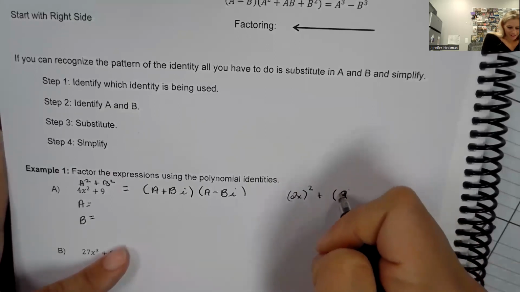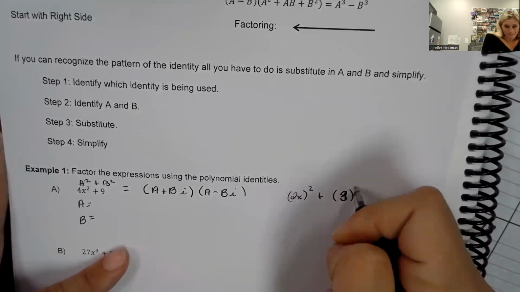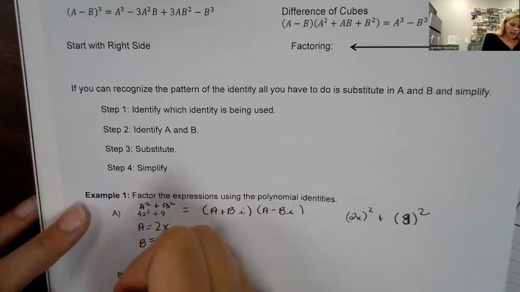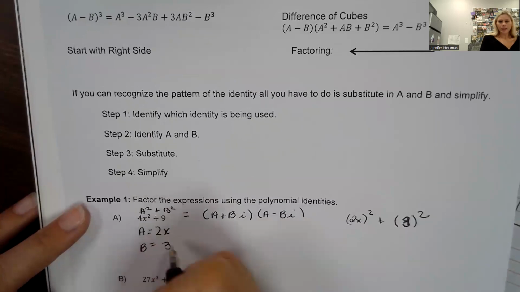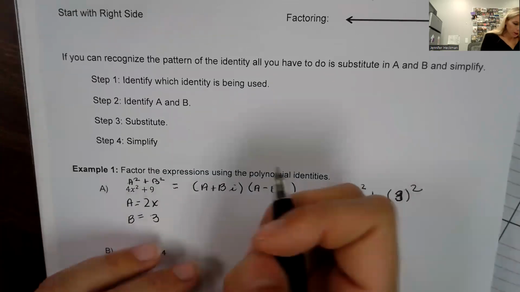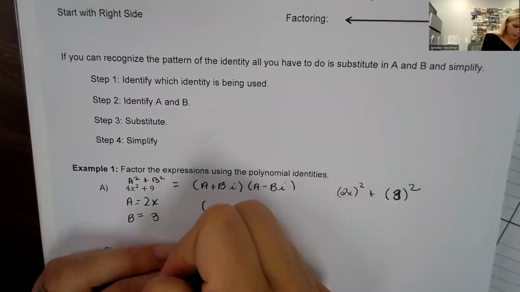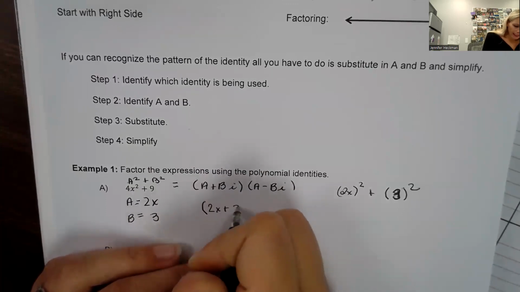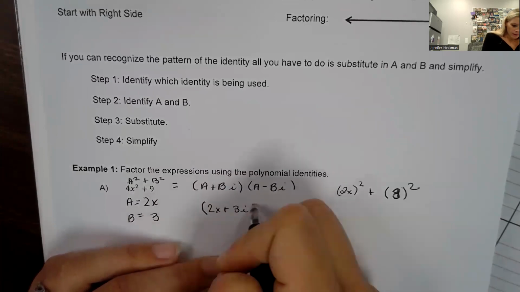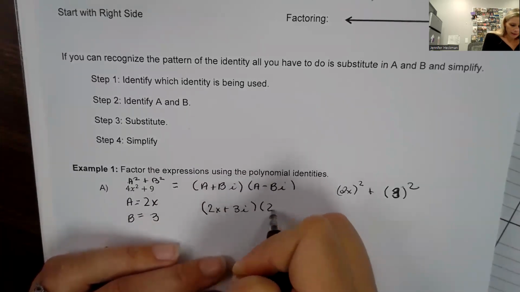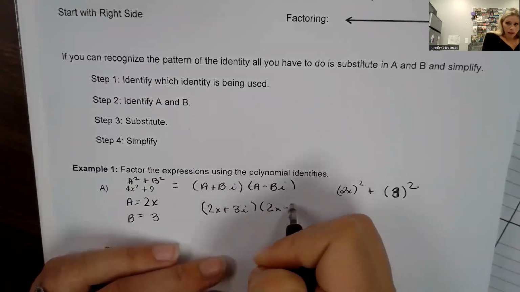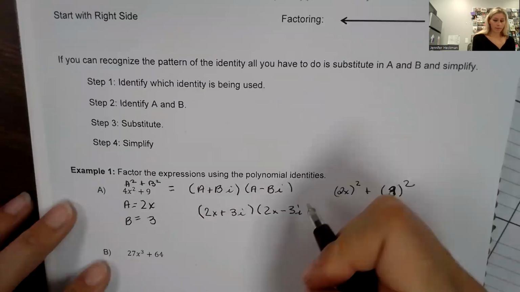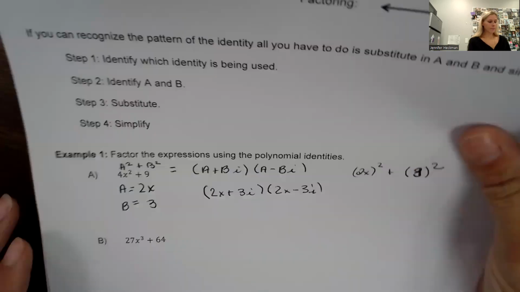Okay, so that means my A is 2x and my B is 3. So when I substitute in, my answer is 2x plus 3i times 2x minus 3i. Okay, and we're done. That one's a little bit easier, right?